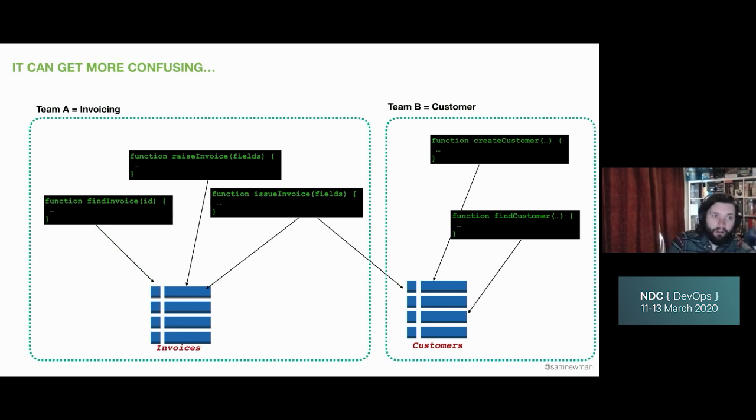So here, what I've got is, say, team A looks after the invoicing service, and team B looks after the customer service, and the customer service manages that customer data. This issues function shouldn't be directly accessing somebody else's data. That's not what we want, right? Because this is just as bad as one service reaching into another service's database.